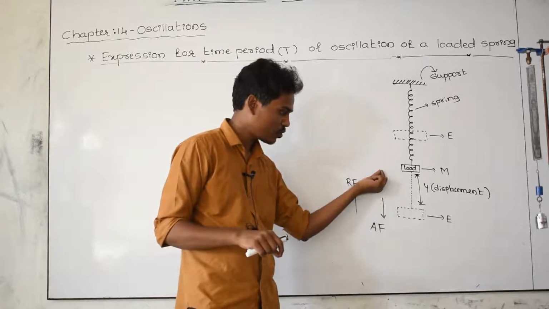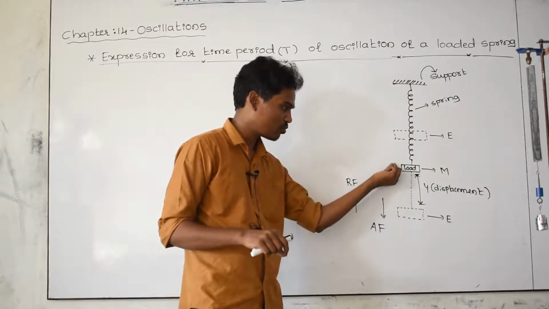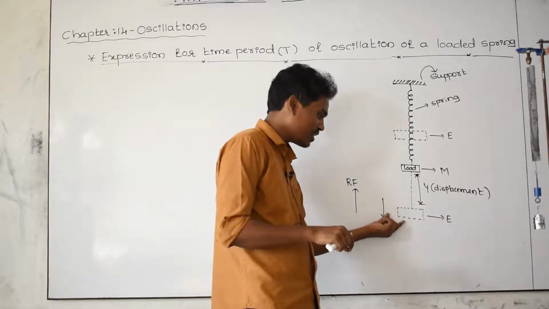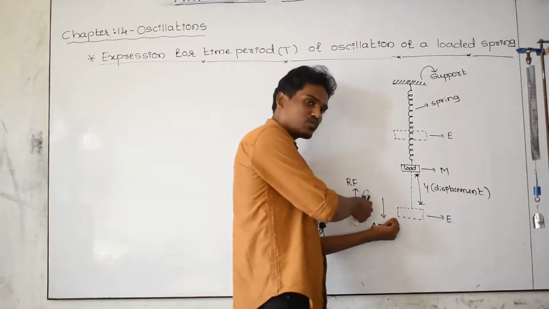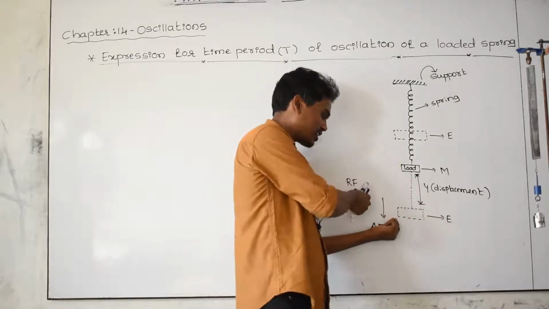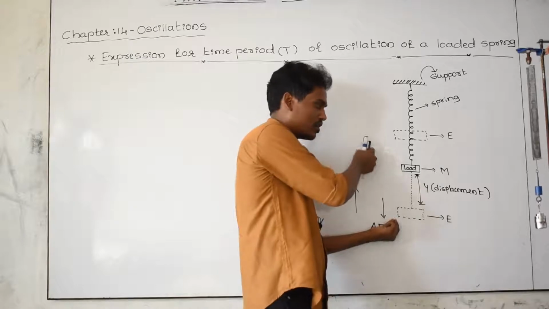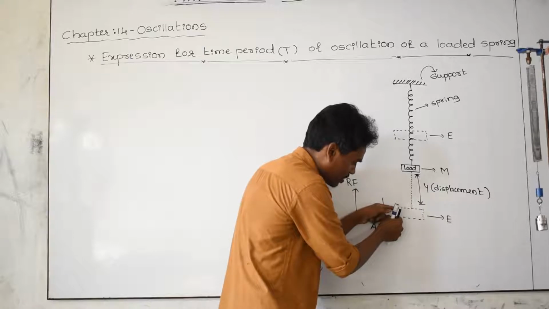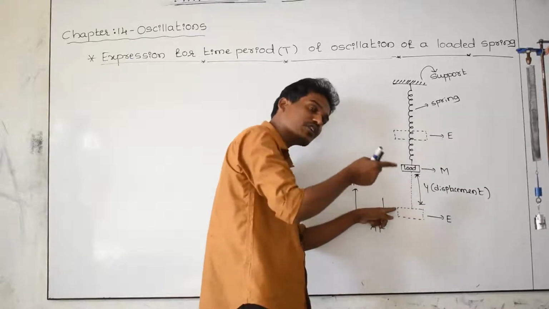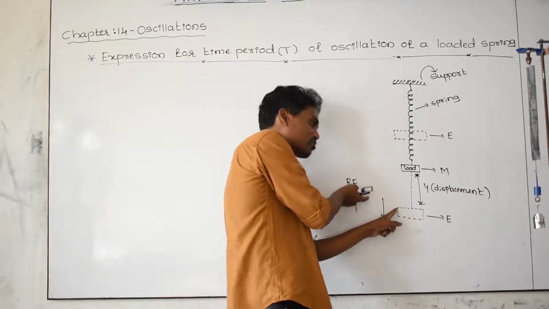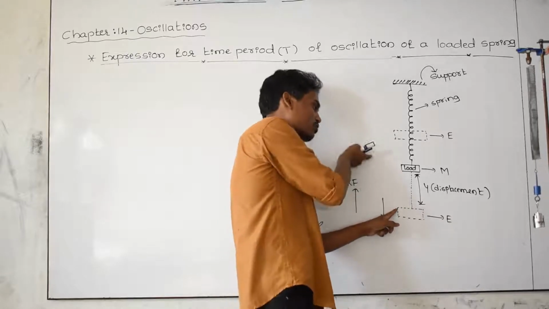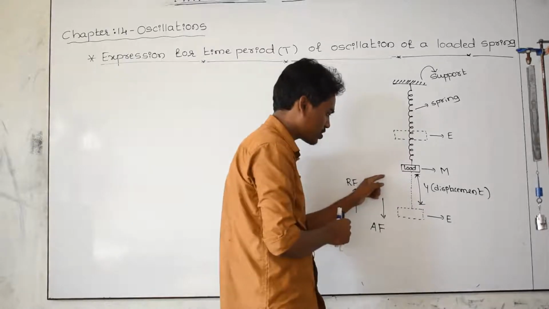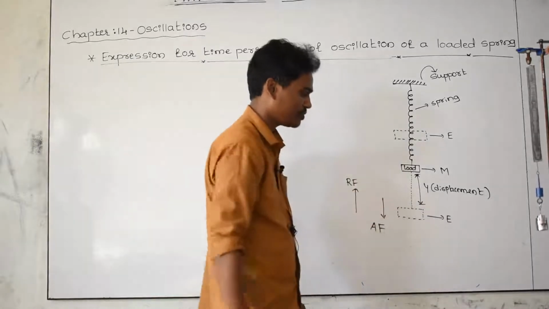If you are pulling the body in downward direction, the downward direction is the displacement direction. If you release the body from your hand, suddenly the body moves in upward direction. This is the direction of the restoring force. I am pulling the body downward, so this is the displacement direction. If you release the body, because of the restoring force acting on the body at this point, it moves upward. This is the restoring force, this is the applied force and displacement. The restoring force and displacement are in opposite directions.